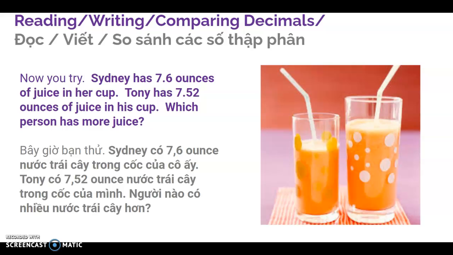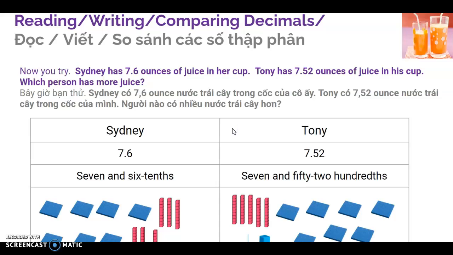Sydney has 7 6/10 ounces of juice in her cup. Tony has 7 52 hundredths ounces of juice in his cup. Which person has more juice? Well, if we consider what we have here, here's Sydney, here's Tony. Sydney has 7 6/10, and this is how we would write it in word form, 7 6/10.